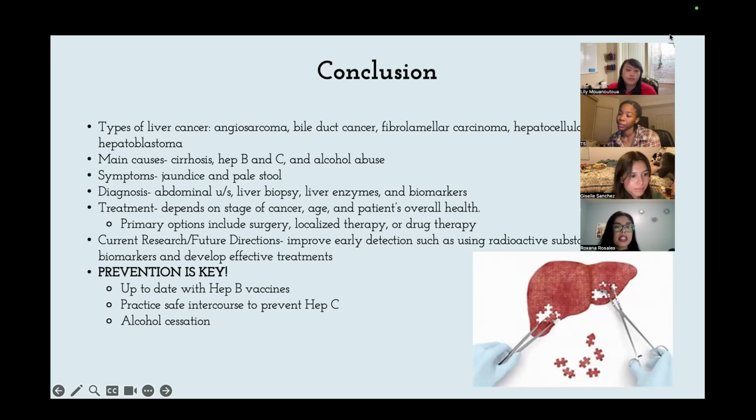And for current research and future directions, doctors are trying to find new ways of early detection, such as using radioactive substances and biomarkers, and developing effective treatments. But ultimately, prevention is key. Patients are highly encouraged to be up to date with their Hep B vaccines. They're also educated in practicing safe intercourse in order to prevent Hep C transmission. And alcohol cessation is also very important.